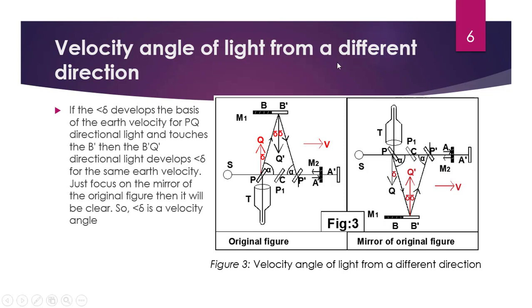Velocity angle of light from a different direction. This figure shows the Michelson-Morley apparatus. There is a delta developed on the basis of the earth's velocity for the PQ direction light, which passes through B dash, and then the B dash Q directional light develops a delta for the same earth velocity. Just focus on the mirror in the original figure and it will be clear. So delta is the velocity angle.